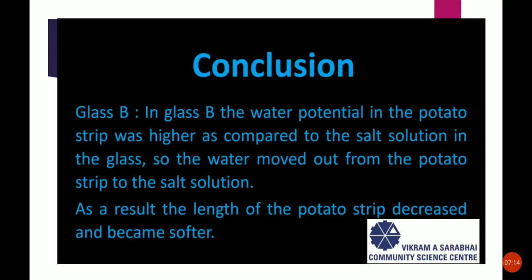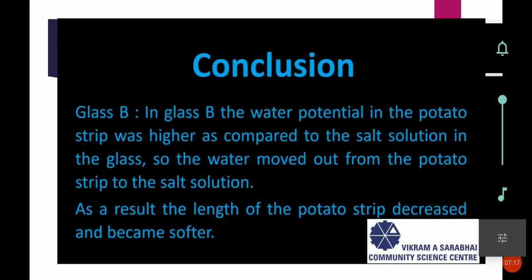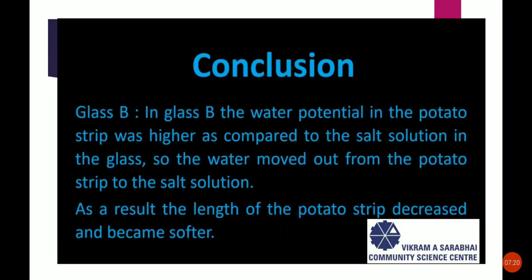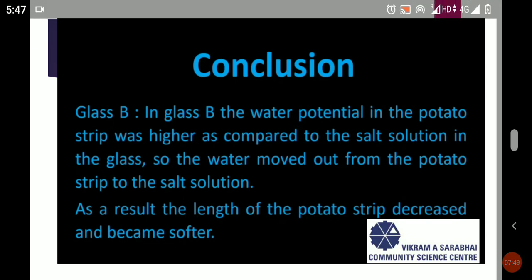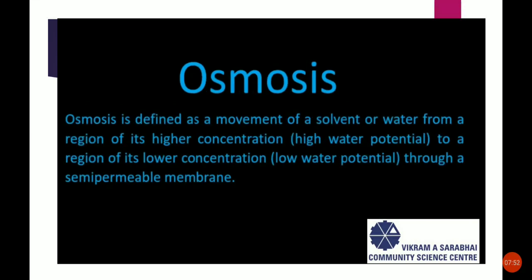So the potato layer worked as a semi-permeable membrane, that is cell membrane. So through that, the molecules move from higher concentration to lower concentration, through the semi-permeable membrane, that is cell membrane. So that is called osmosis. Next we will see the active transport.